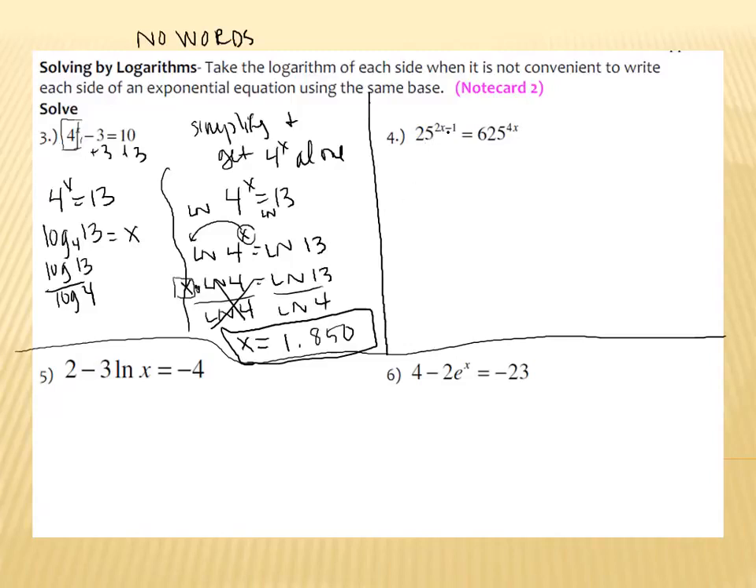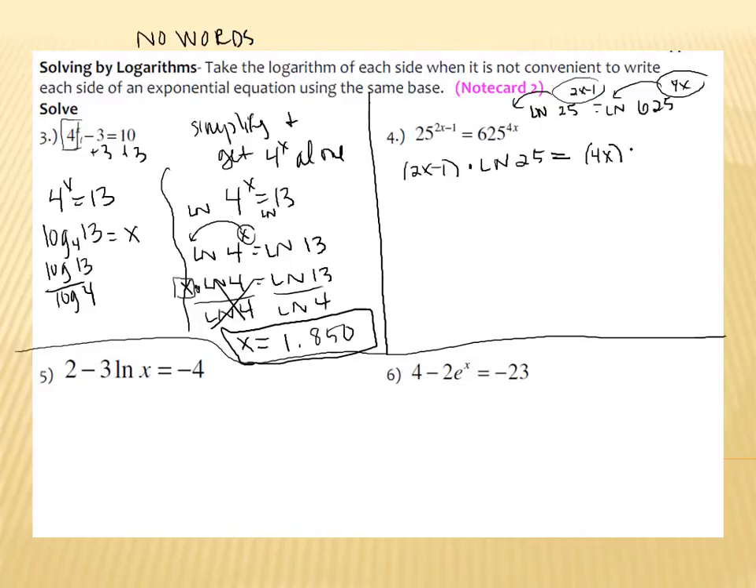Alright, so this one again, there's no words in the problem, so I'm going to insert ln in front of both sides right now. And then because I have exponents, I'm going to bring them out in front. That was a rule from the last lesson. I'm going to write (2x minus 1) in parentheses times ln 25 equals (4x) in parentheses times ln 625. And the reason why we're putting these in parentheses is we want to keep that exponent all together.